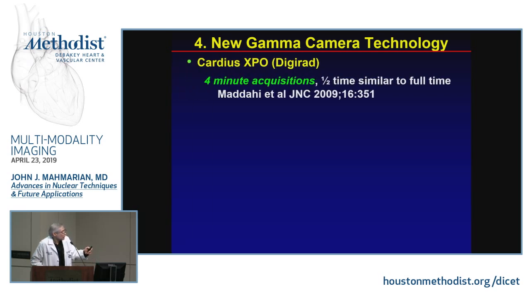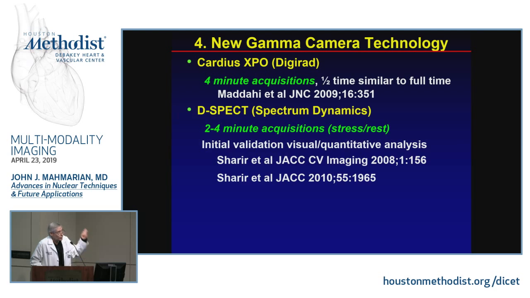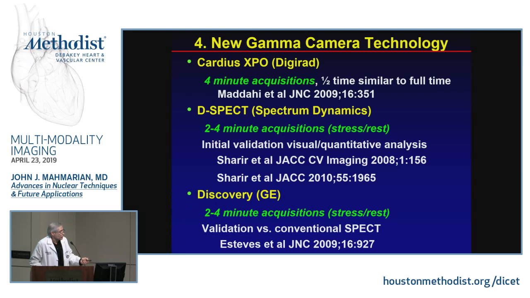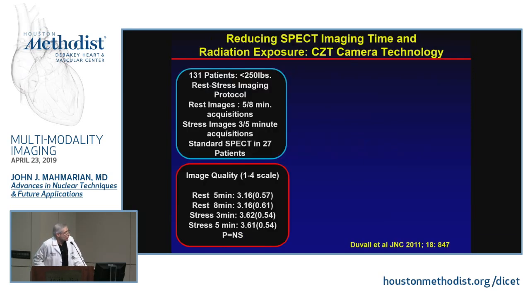There are different new gamma camera technologies that are available. There's the Cardius XBO, the Digirad study. That's what that last trial was looking at. There's DSPECT, which is made by Spectrum Dynamics, and there's the GE Discovery, which actually has two newer systems. It was pinhole acquisitions the first time around. Nowadays, they're using a different way of doing the CZT with a rotating gamma camera. But irrespective, you can markedly reduce your imaging times with the use of these technologies.